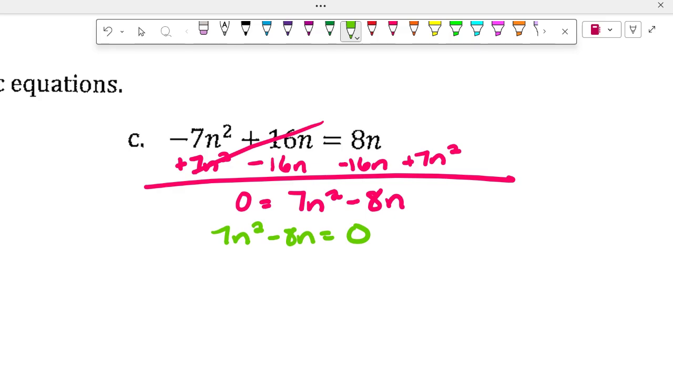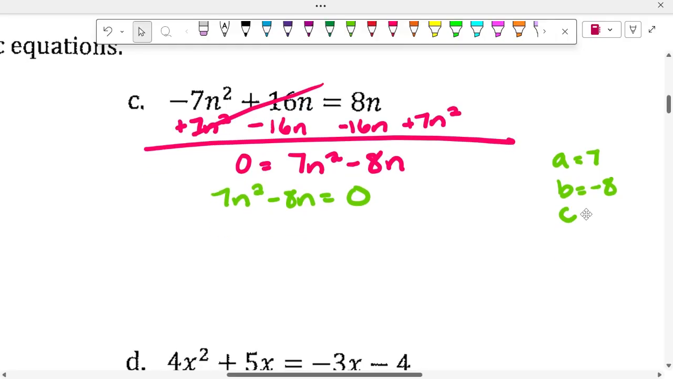So, A, B, C. What's A? 7. What's B? Negative 8. Make sure you keep the sign with it. And what's C? 0. There's no constant value on the left side of the equal sign, so we have to assume it's 0. If you don't have an A, or you don't have a B, or a C, assume it's 0.